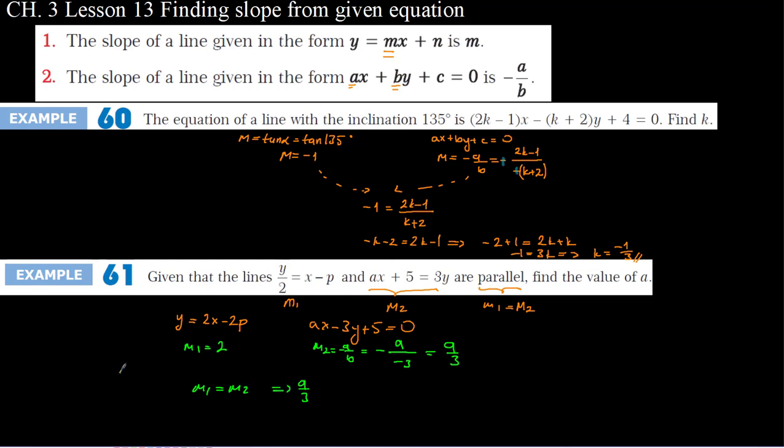Why do we set them equal? Because d1 is parallel to d2. This implies that m1 is equal to m2, so a over 3 should be equal to 2, which means that a is equal to 6 when you send the 3 to the other side with multiplication. Okay, let's continue with the other question.